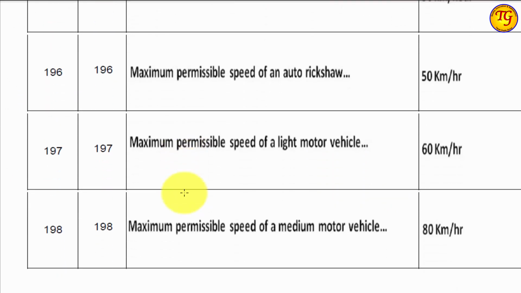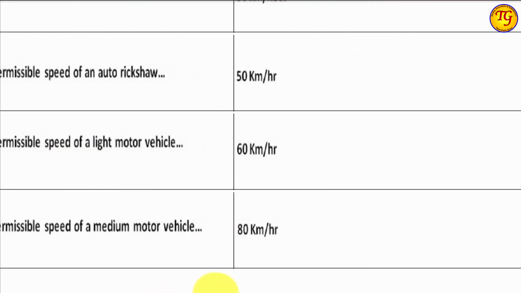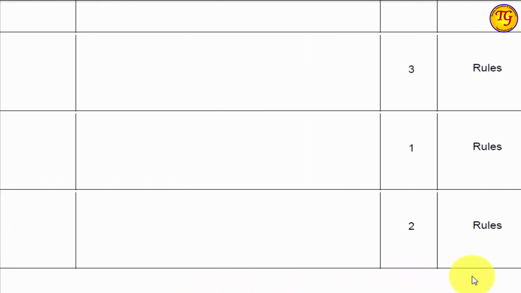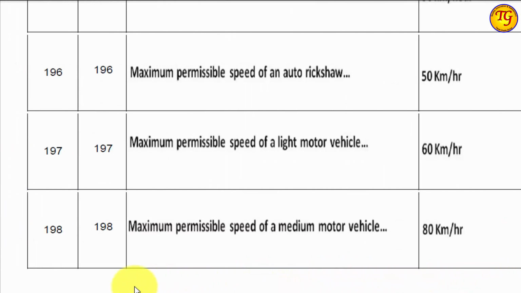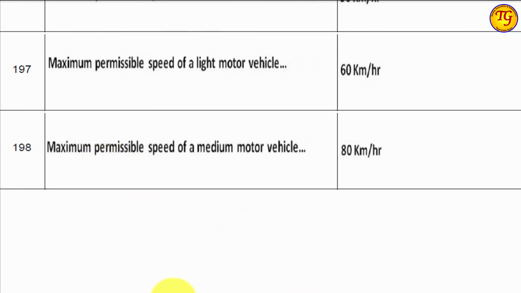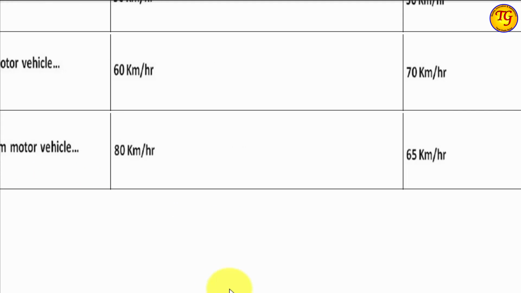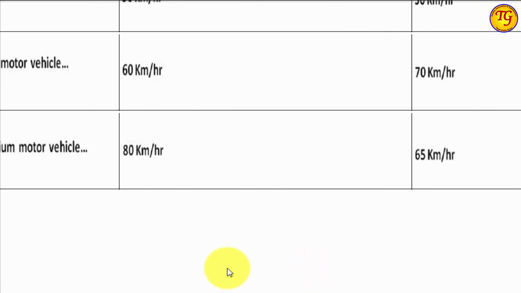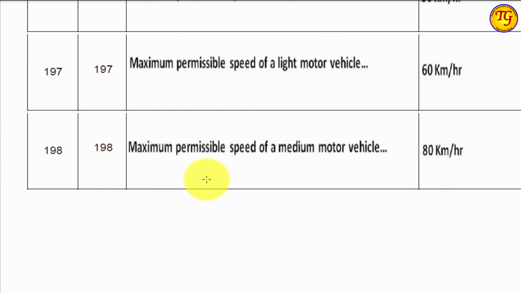So question number 197 says maximum permissible speed of a light motor vehicle, means private cars, is 60 km per hour, 70 km per hour or no limit. So I think option number 1 is the correct one, 60 km per hour. So the 198th question says maximum permissible speed of a medium motor vehicle is 80 kilometers per hour, 65 kilometers per hour, or 70 kilometers per hour. So option number 2 is the correct one, friends, which is 65 kilometers per hour for a medium motor vehicle.